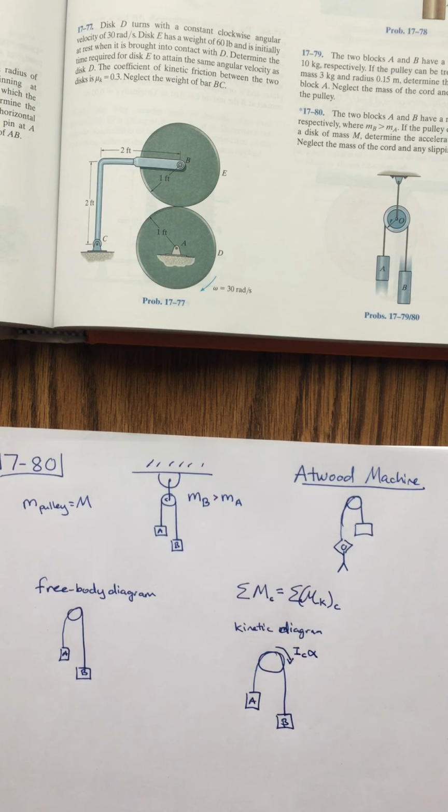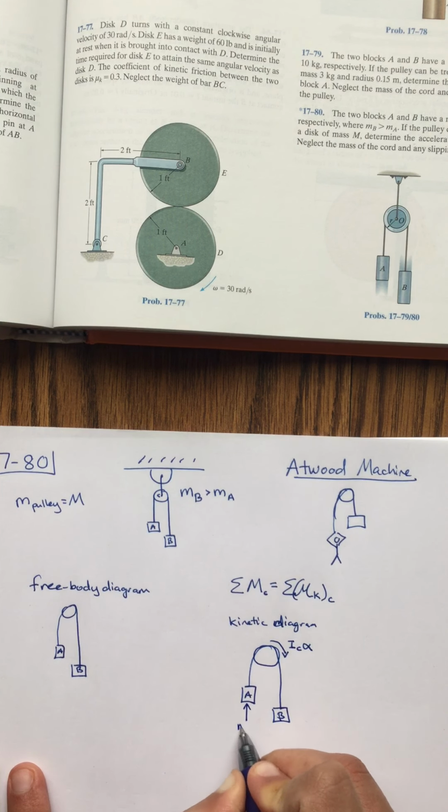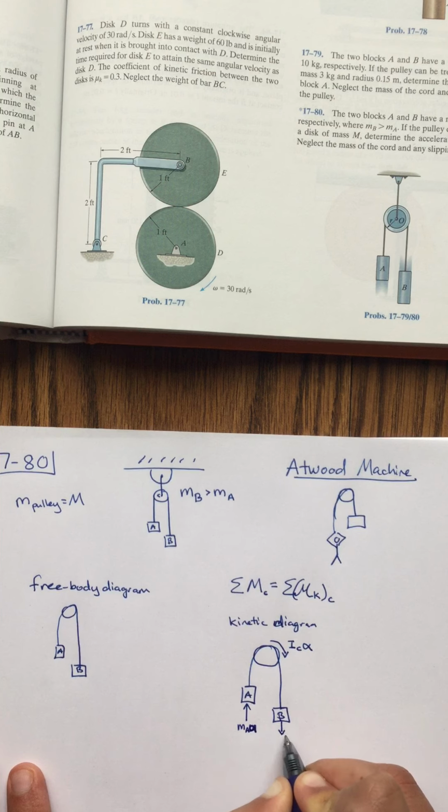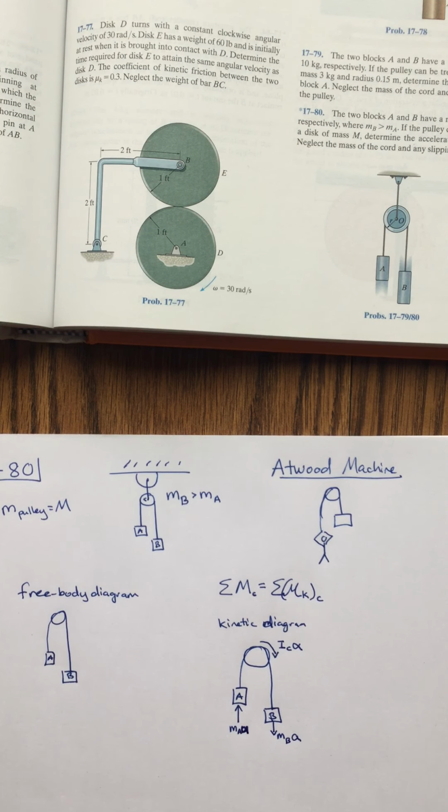Then I need the mass times the acceleration for A. A is going upward, so that's the mass of A times the acceleration. And B is going downwards with the same acceleration, but in the opposite direction. So mass of B times acceleration. And my vectors here show the direction. So that's my kinetic diagram.